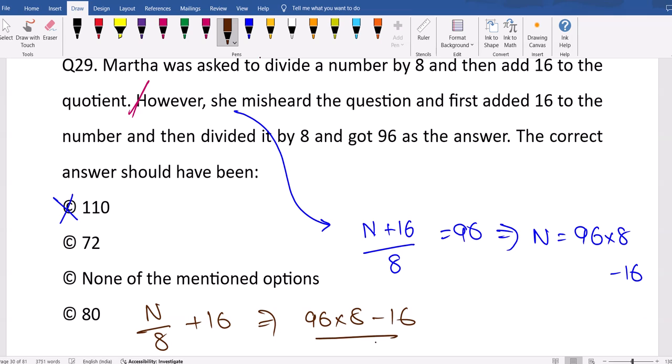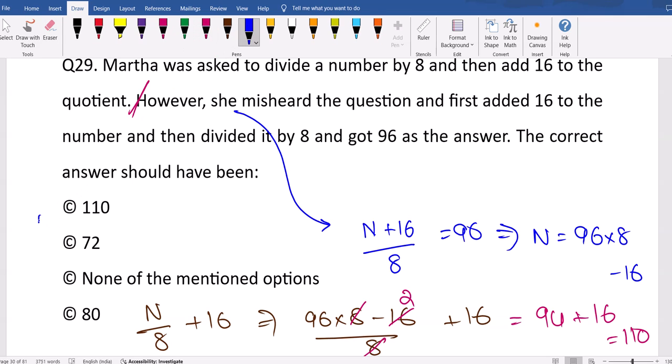So the number is 96 into 8 minus 16. I have to divide by 8, then add 16. Here the 8s cancel, and this is 8 two times. 96 minus 2 is 94. 94 plus 16 is 110. Guys, this is the answer. 110 is the correct answer.